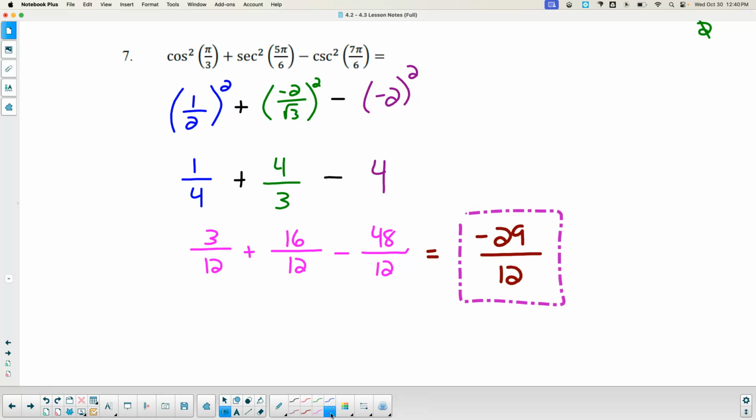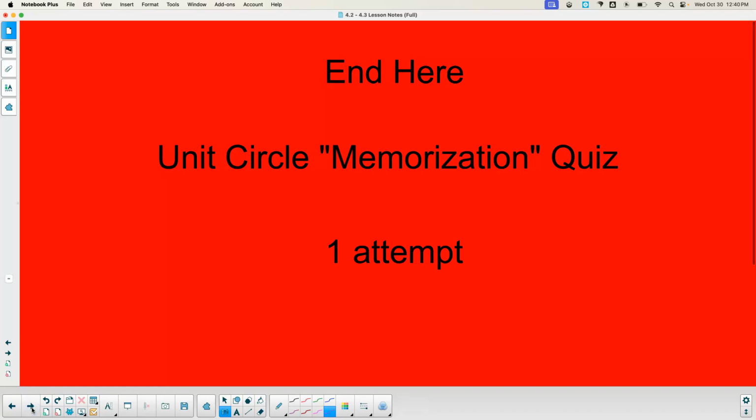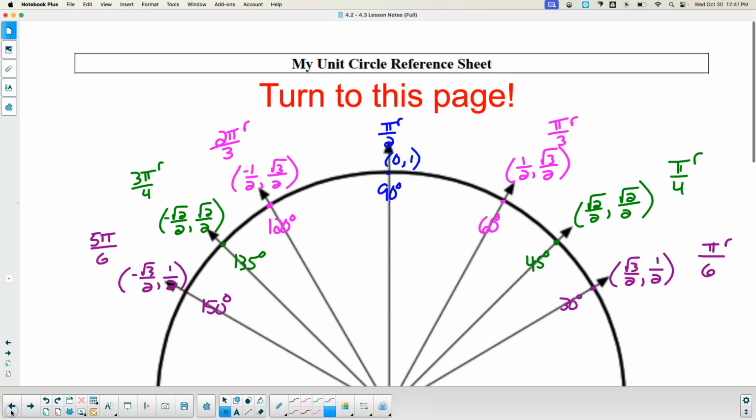Okay? All right? Again, I remind you that next week, Wednesday, will be your unit circle memorization quiz. You get one attempt. It is a summative. Goes into the grade book as a summative. You need to know, if you turn to this page, so now if you go one more, that page right here, this page right here is the quiz. Okay? So everything that you have on this page is your quiz next week, Wednesday. You just got to have it memorized.